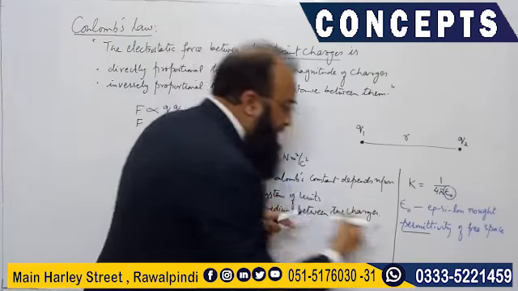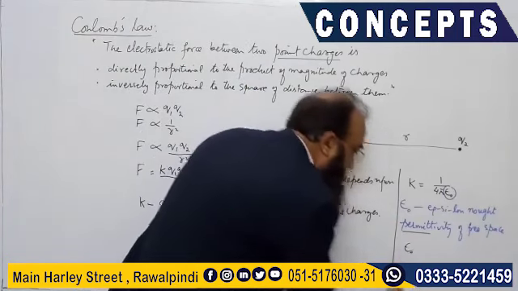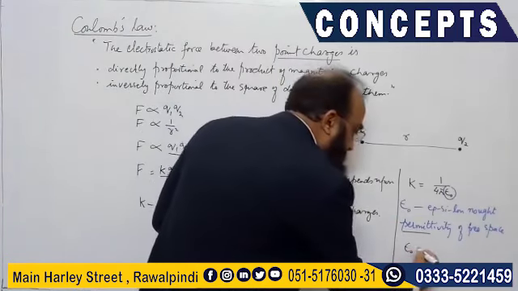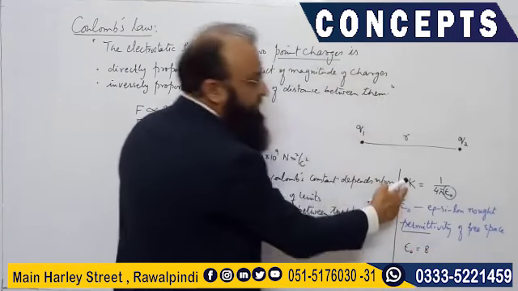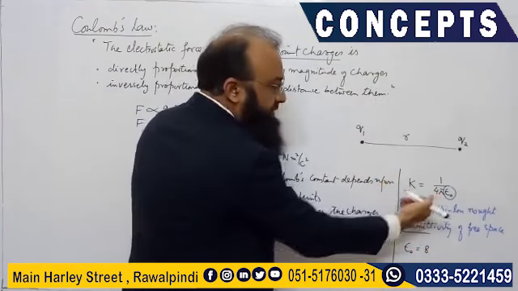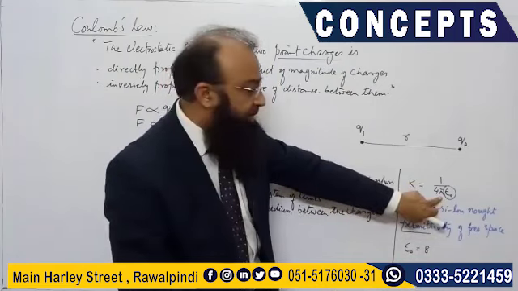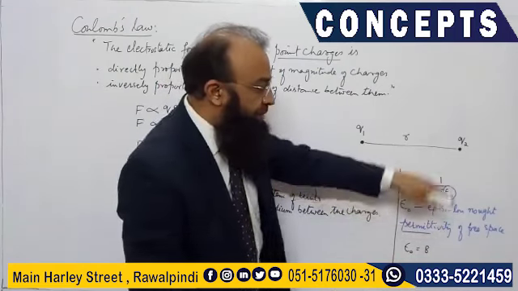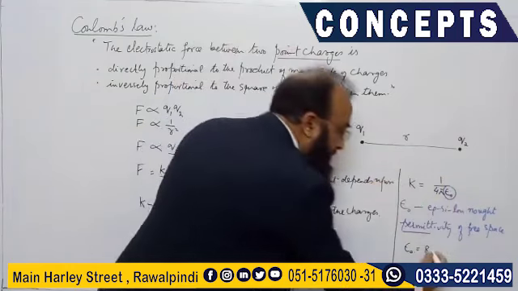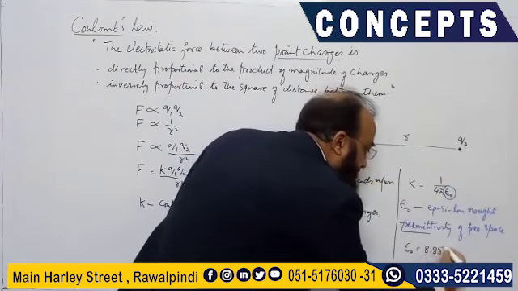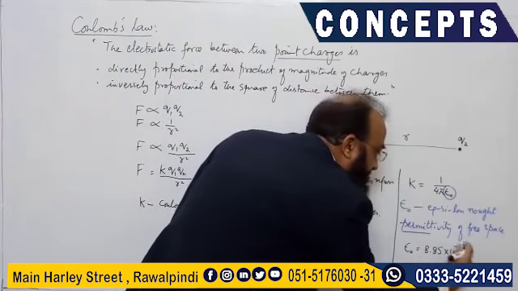So this epsilon naught has a certain value. As you know the value of K, it is very easy to find the value of epsilon naught if you just make epsilon naught the subject of the formula. So this would become 1 over 4 pi K, and just find out the value. This is 8.85 into 10 to the power minus 12.